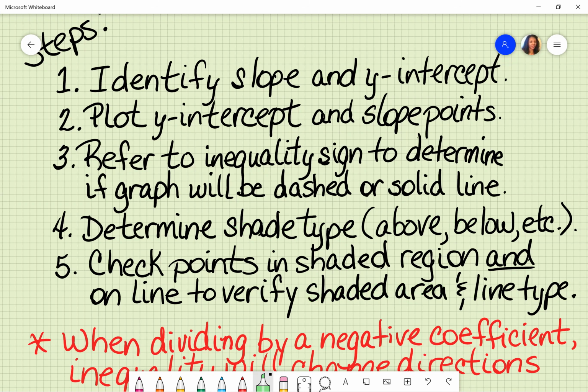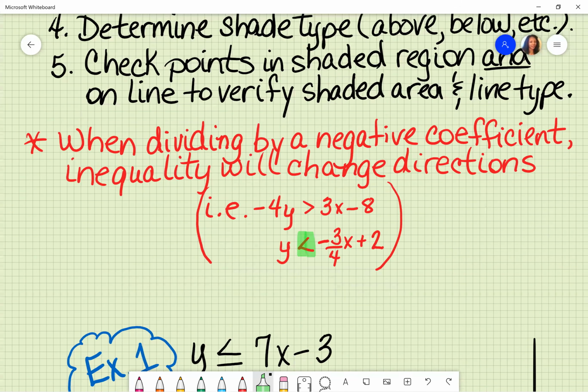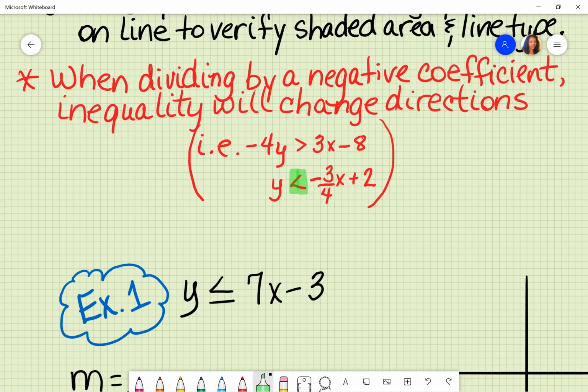I do want to caution you, there are times when you have to divide by a negative coefficient so that you can put it in the correct form. When that happens, your inequality sign will change directions. So here I started off with a greater than sign, but my actual answer resulted in a less than sign. So when I'm going back to check my work, this is the one that I am paying attention to.